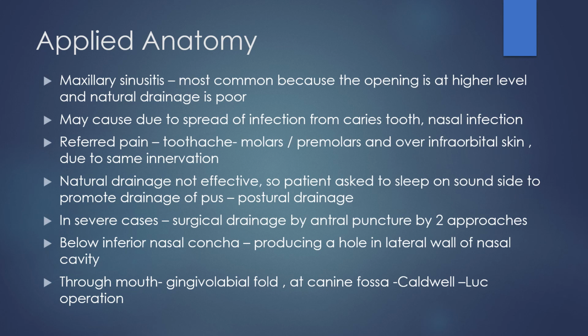Antral puncture is done by two approaches. One, we can go through the inferior nasal concha so that a hole can be created near the floor of the maxillary sinus, or still lower down through the mouth, that is in the gingivo-labial fold. This is called as Caldwell-Luc operation.